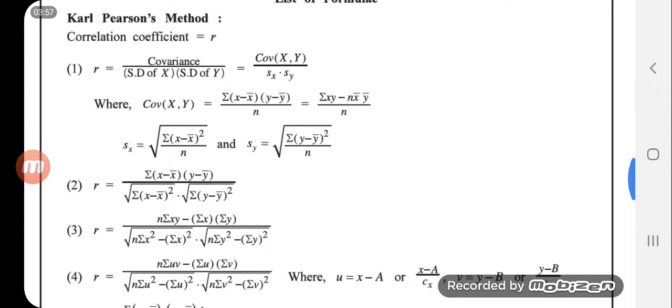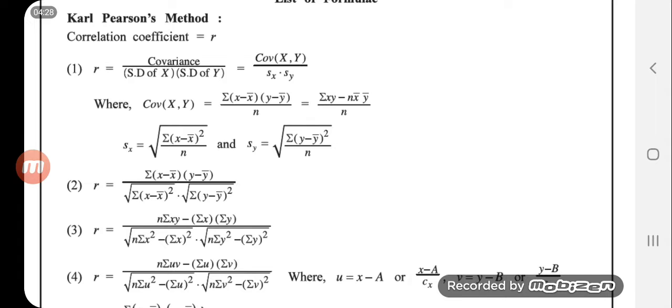Some formulas which we have to learn by heart, I am giving you at one place: r equals covariance of xy upon sx into sy. SD means the standard deviation. Standard deviation of x is written as sx and standard deviation of y is written as sy. The covariance formula is sigma (x minus x mean) into (y minus y mean) upon n, and sigma xy minus n x mean y mean upon n. Okay, these are the two formulas which we will use as per our convenience according to the question.